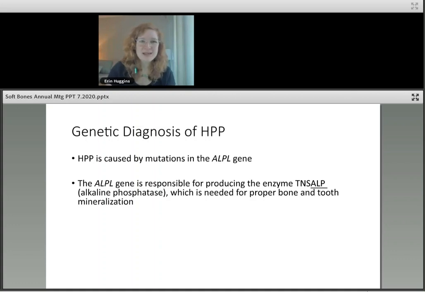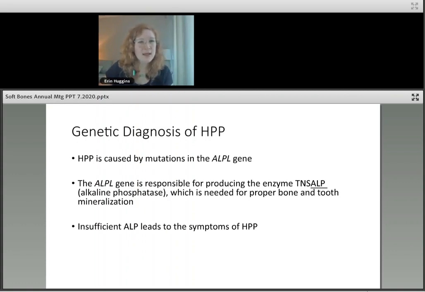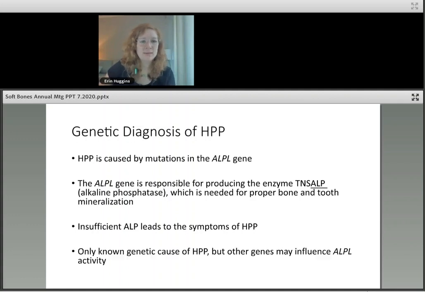It's underlined ALP because that's generally what we say and what I hear patients say a lot. So anytime I'm talking about ALP, this is what I'm referring to. So the ALPL gene, when it's working properly, makes this ALP enzyme, which we know is needed for proper bone and tooth mineralization. So when we don't have enough, or we have some abnormal ALP, that is what leads to the symptoms of HPP.